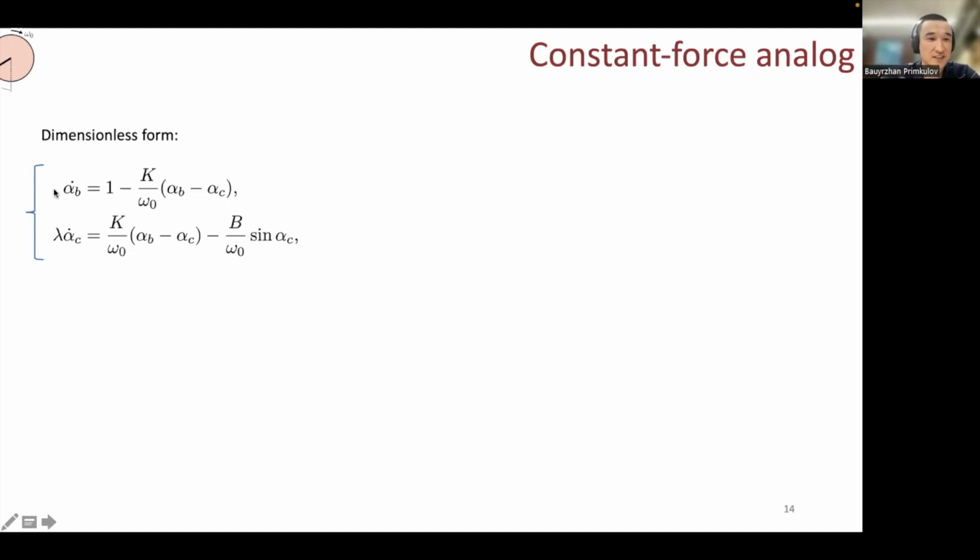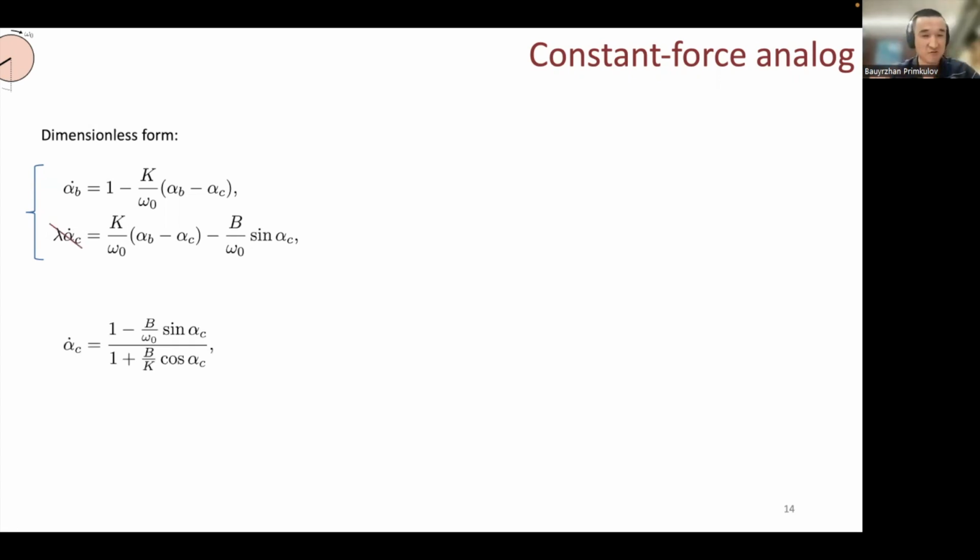In the constant force setting, I have the same system of equations, and I'm just going to recast it in dimensionless form. I scale the time by omega naught. Then you have a system of equations where only a few parameters become important. One parameter is lambda. It roughly tells you how much smaller the damping at the contact line is compared to the bulk. Then you have this term, which is roughly a spring stiffness, and B, which you could think of as the pinning strength.